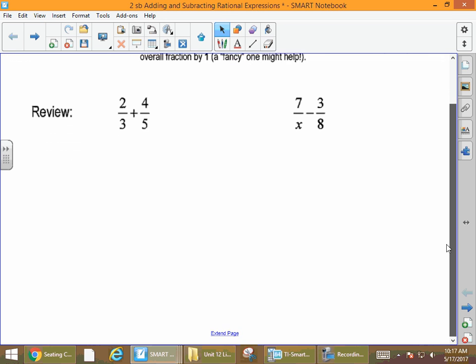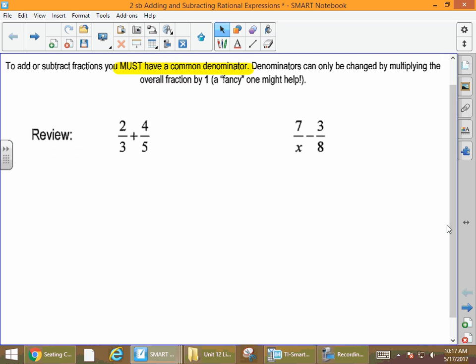And as we look at a couple of examples here, I better talk about one sentence here. To add or subtract fractions, we have to have a common denominator. We can only change denominators by multiplying the overall fraction by 1. Sometimes what we say is it's a fancy form of 1. But as we look at this, I'd like to do these without a calculator. And in fact, the first one we could type into our calculator, but the second one we can't. Even the good calculators, you cannot type in an X for a denominator.